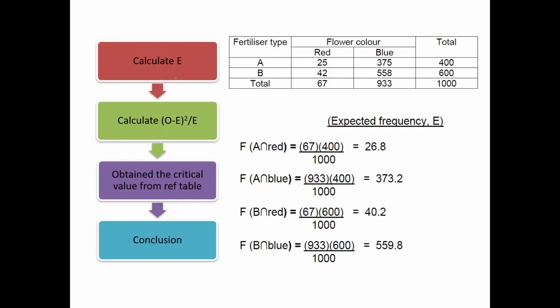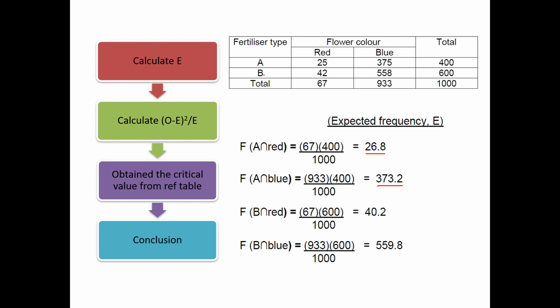So how do you determine the expected count over here? It's quite simple. For example, I wanted to know for cell fertilizer A producing red color flower. So it will be 67 times 400 and divided by the total, which is 1000. And you get the number, which is 26.8. What about blue? It will be 933 times 400 divided by 1000 and you get 373.2.